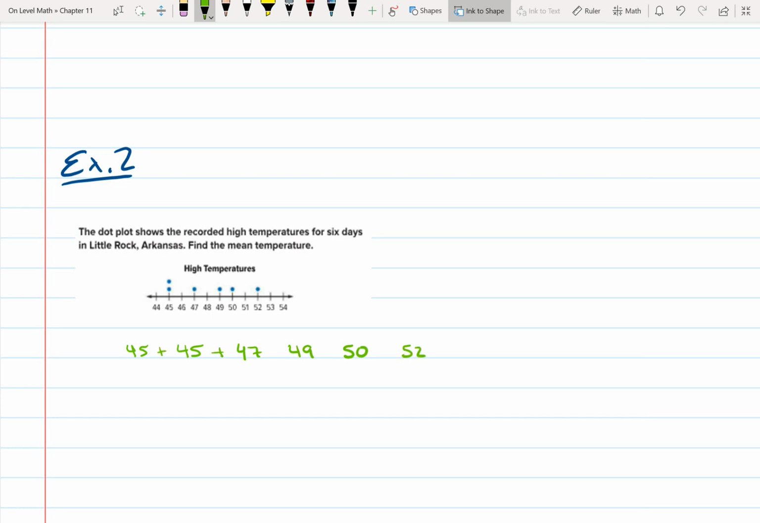So we're going to add all of these numbers up. Then we are going to divide by 6. Alrighty, again, you can use your calculator. Plus 50 plus 52. And we get 288. And we still need to divide that by 6. And when we divide that by 6, we get 48. So 48 is the mean temperature.